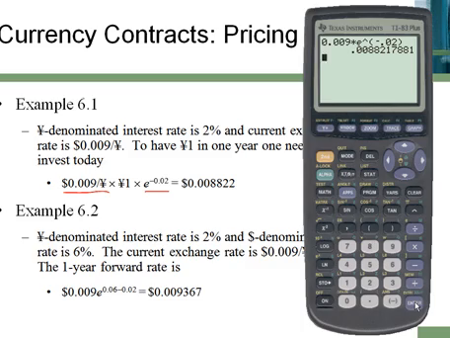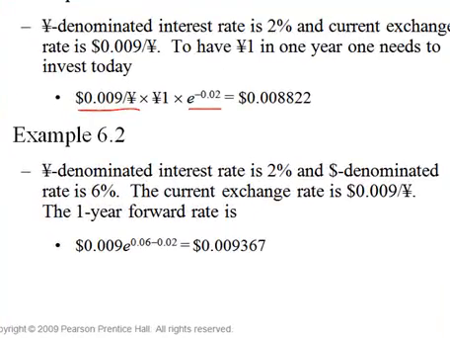Okay, well, let's look at a very similar, just slightly different example. Let's say that the yen denominated interest rate again is 2% and that the dollar denominated rate is 6%. Again, the current spot exchange rate between the two currencies is $0.009 for 1 yen. That's the price of a yen. Okay, so what would not the prepaid forward rate be, but what would just the forward rate for a 1-year contract on the yen? What would that be?